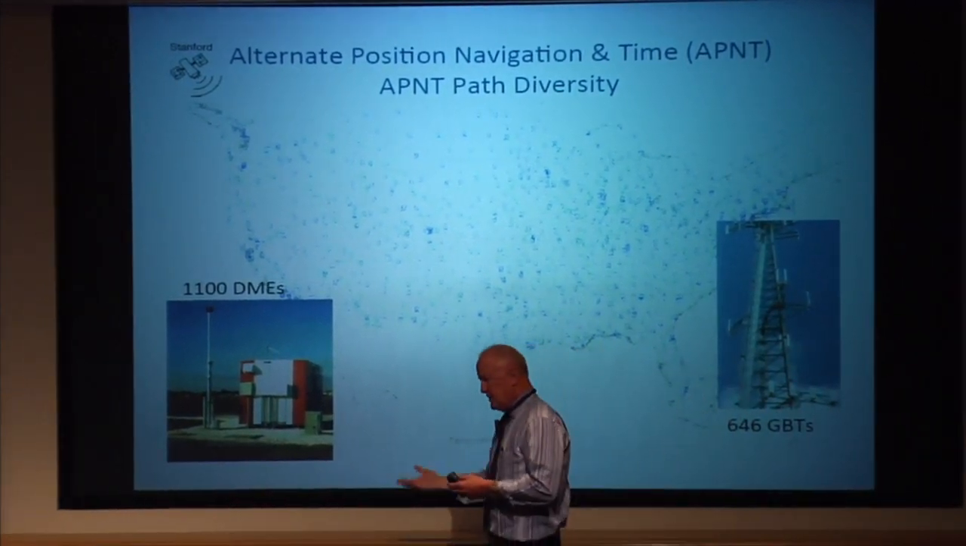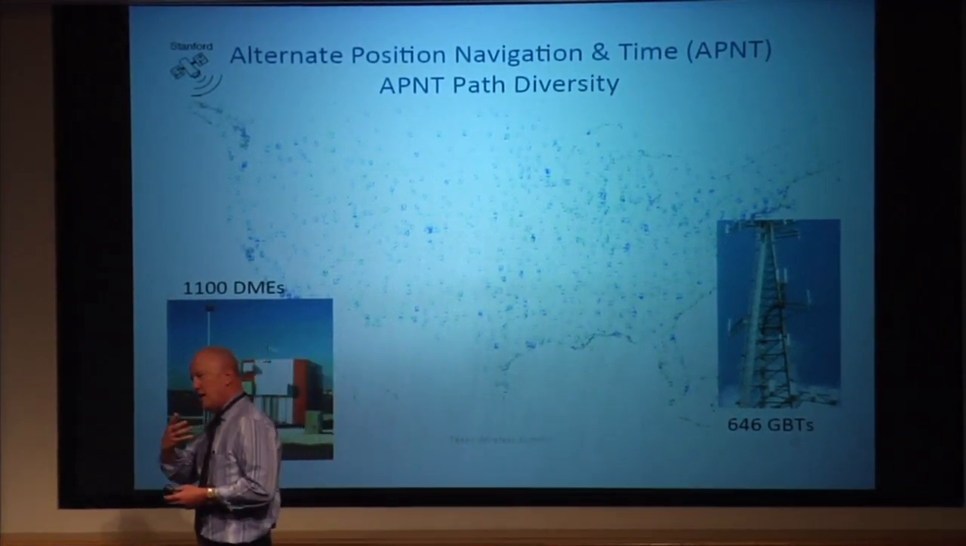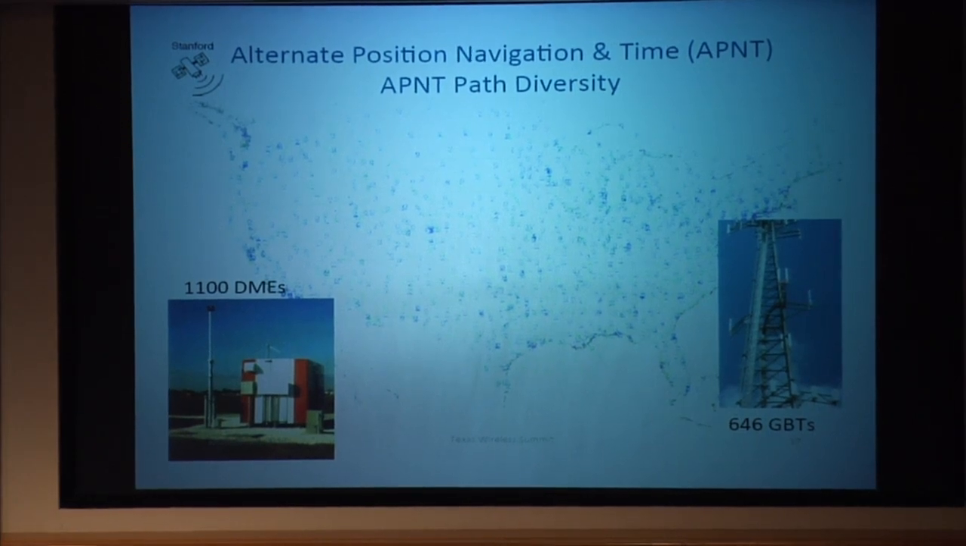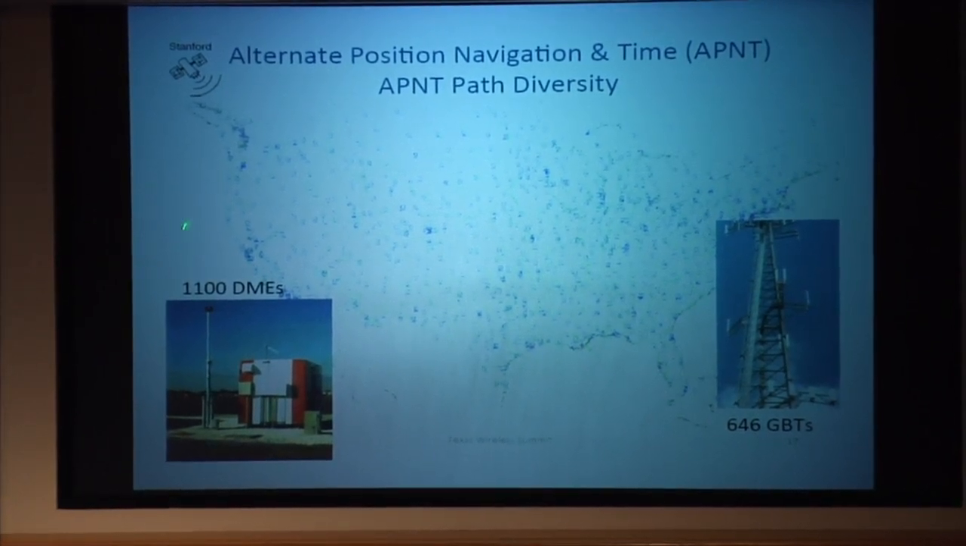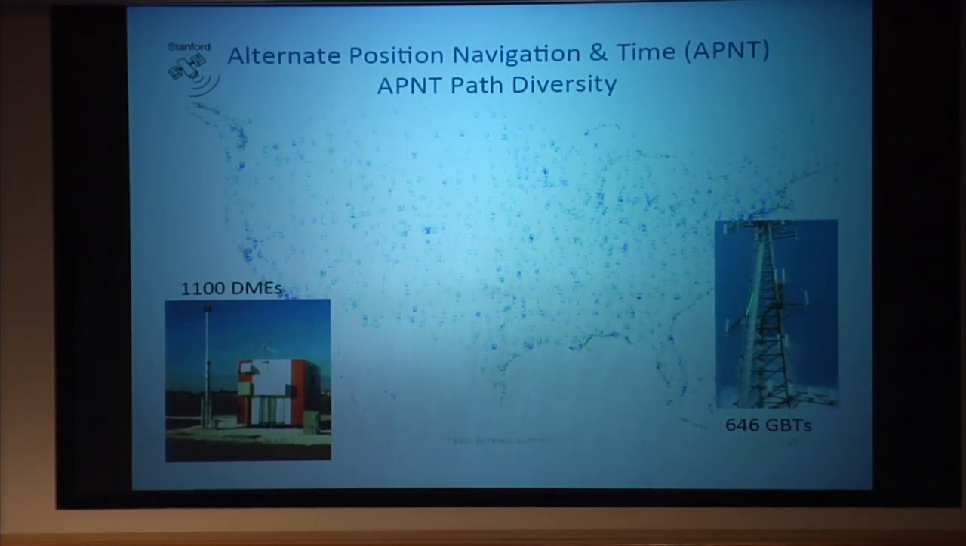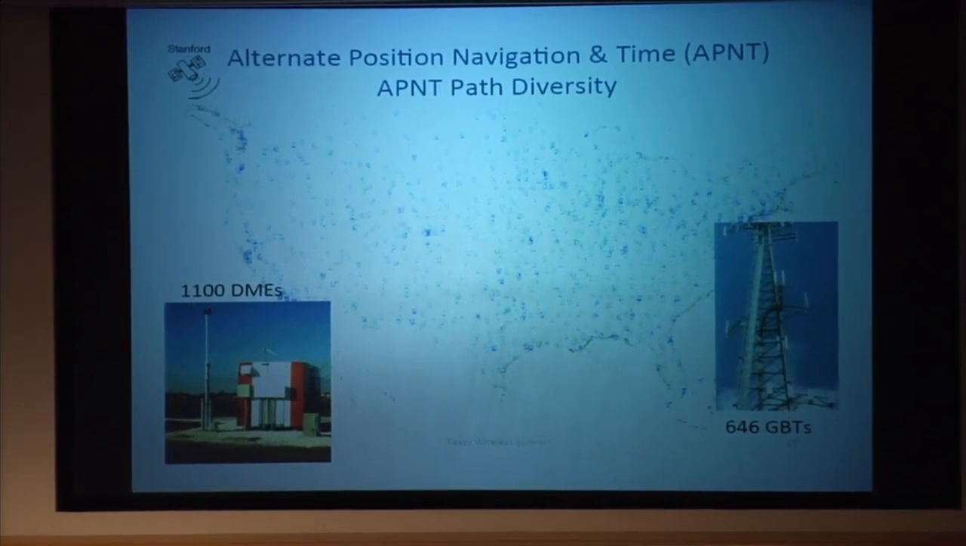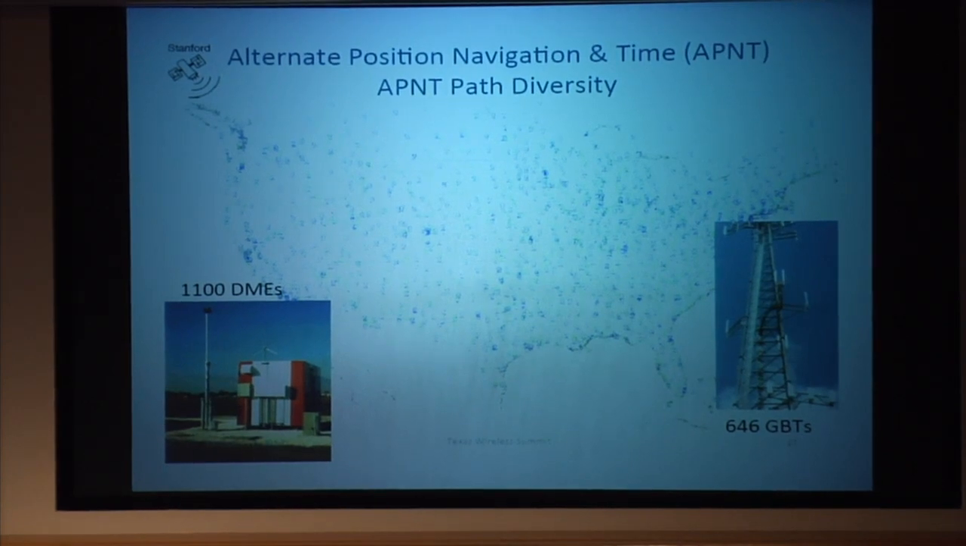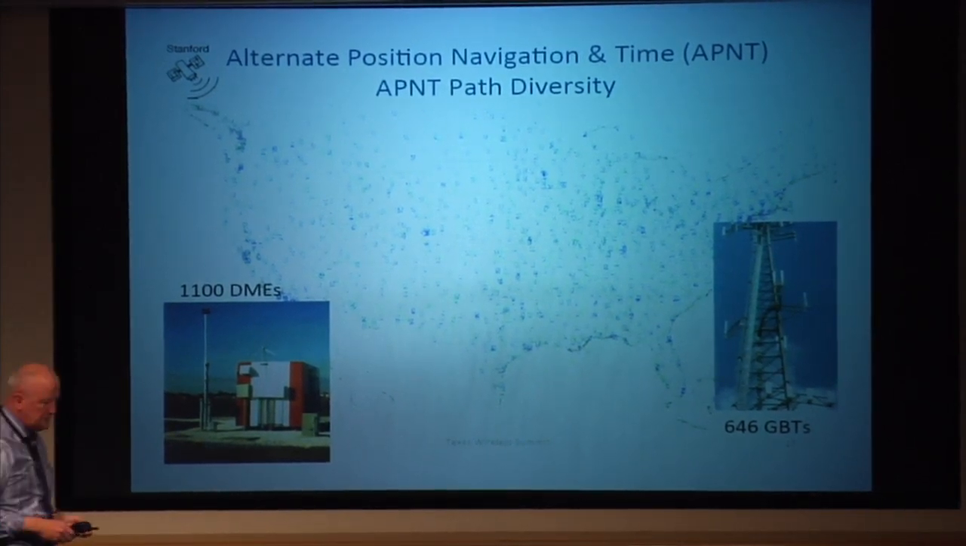What we have today is not going to be good enough as we try and more take advantage of the full GPS capability. So we're in the process of reconfiguring all the DMEs, all the GBTs. GBTs are ground-based transmitters that are there for automatic dependent surveillance. In other words, letting the air traffic controllers know where you are, as opposed to letting the pilot know where the airplane is. And so this is a pretty good set of some 2,000 transmitters on the ground.